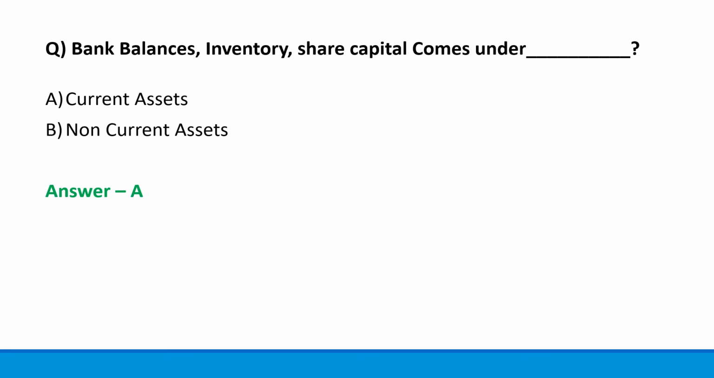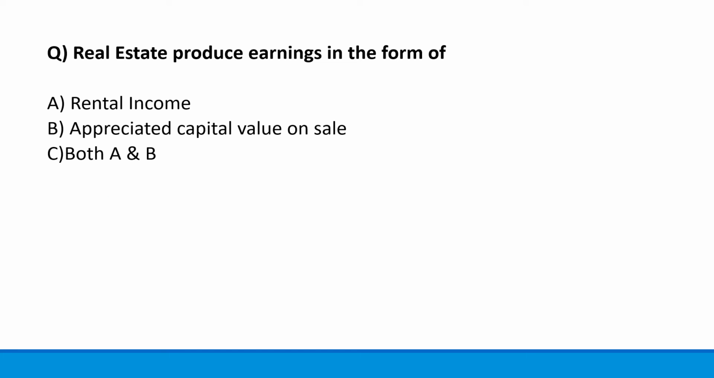Next question. Real estate produces earnings in the form of option A, rental income. Option B, appreciated capital value on sale. Option C, both A and B. The correct answer is option C, both rental income and appreciated capital value on sale.